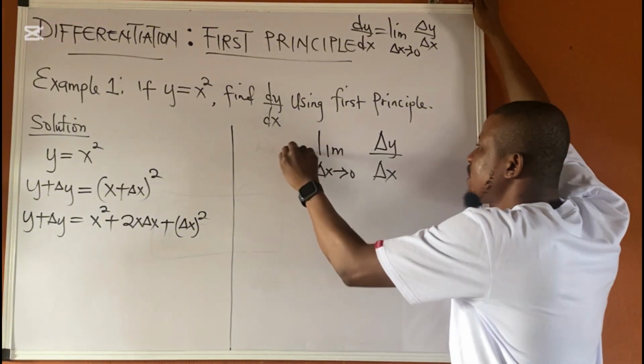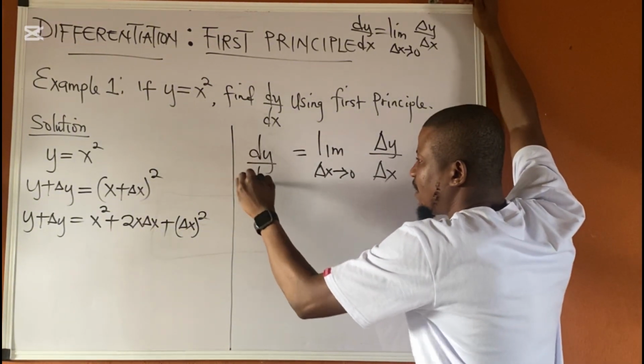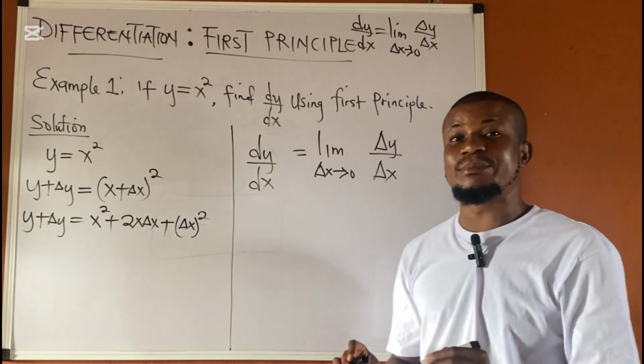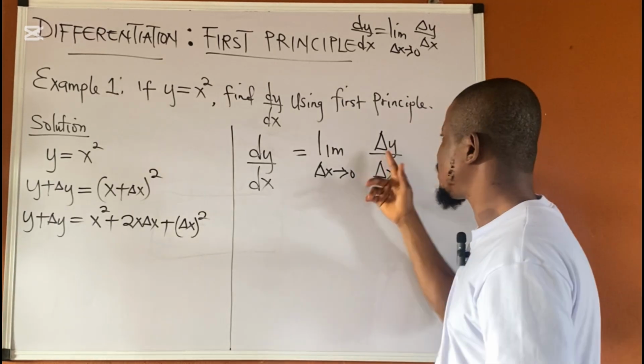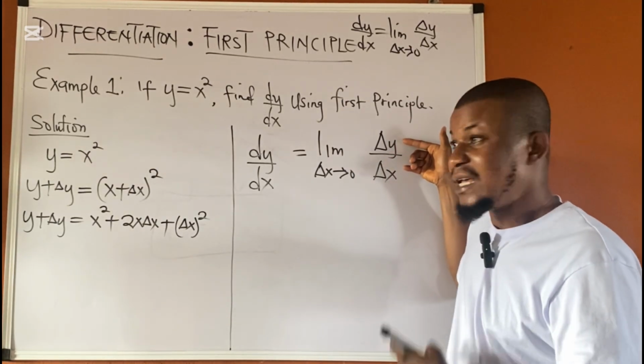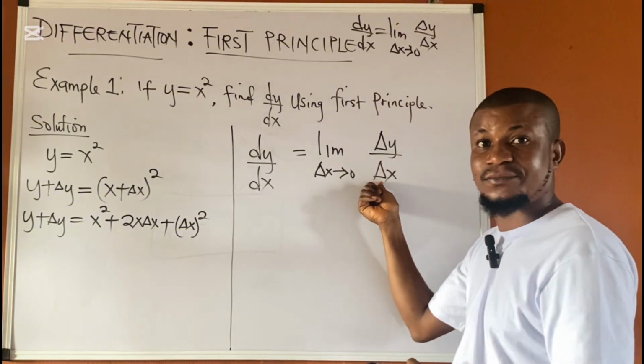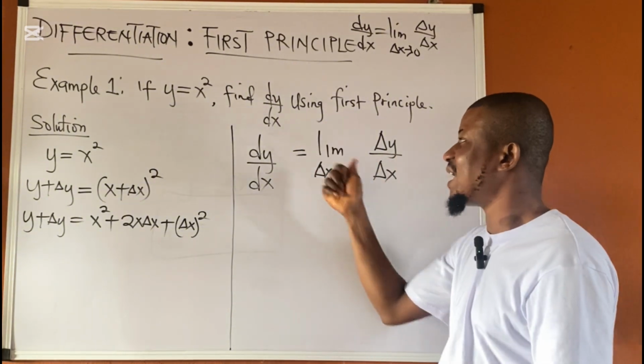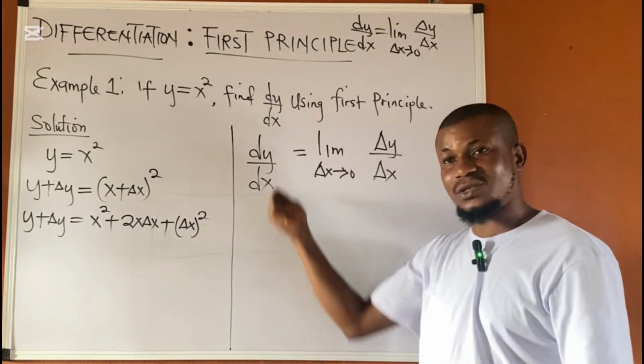And then we'll call this our dy dx. That is the general approach of first principle. Introduce your change in y and change in x, then gradually make change in y subject. Later, divide through by change in x, and then finally impose a limit and call that expression your dy dx.